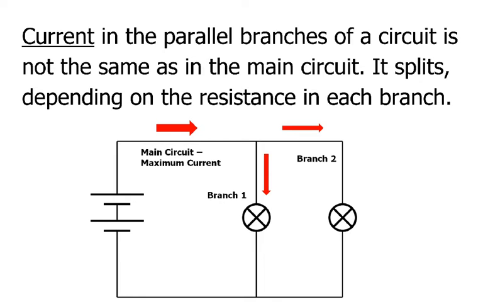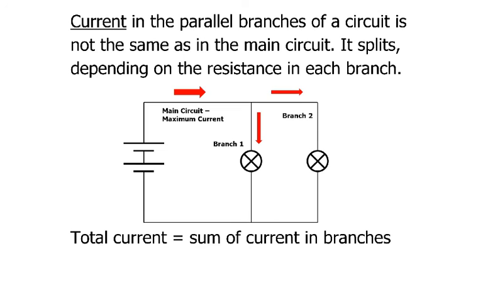All right, on to current, and we'll try to wrap this up quickly. The current in parallel branches of a circuit is not the same as in the main circuit. There is more current in the main circuit coming out from the power source, going into the power source. The current here is the same as the current here, but as soon as you break into a branch, the current splits. And the way that it splits is based on the resistance in that branch. So if the branch has more resistance, less of the current goes down that branch.